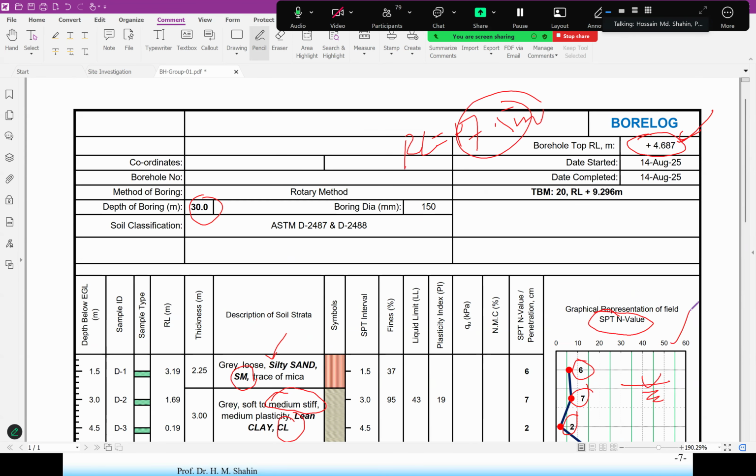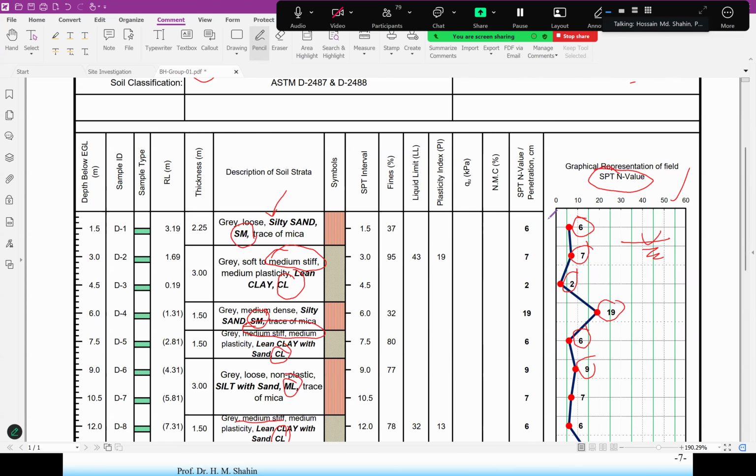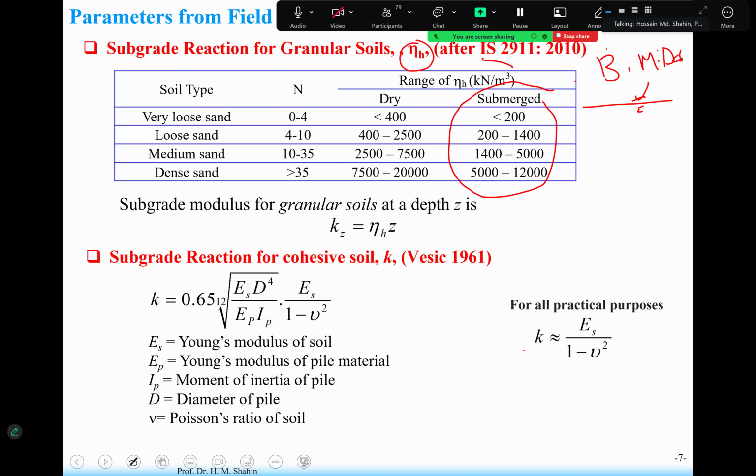So whatever the soil water table in your report, if it is given there, don't use that one. Use water table at the top. Okay, water table at the top of the ground, from the top. Now, as it is submerged, the water table is the top.